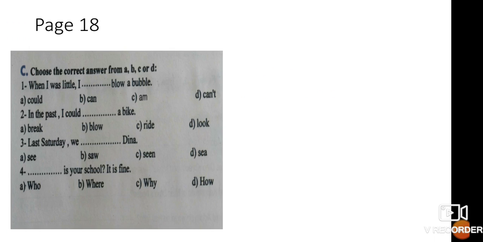Choose the correct answer from A, B, C or D. When I was little, I blank blow a bubble. When I was little, this sentence is in the past, so I'll choose could. Number 2. In the past, I could blank a bike. After can or could, we put the verb infinitive, and for the bike here we put the verb ride. Okay, I could ride a bike.